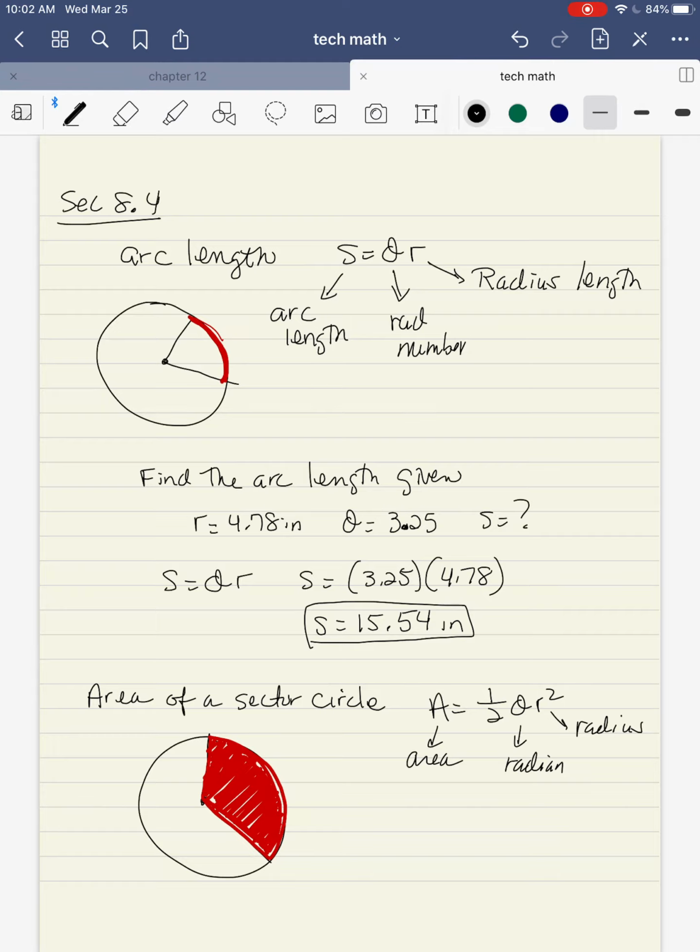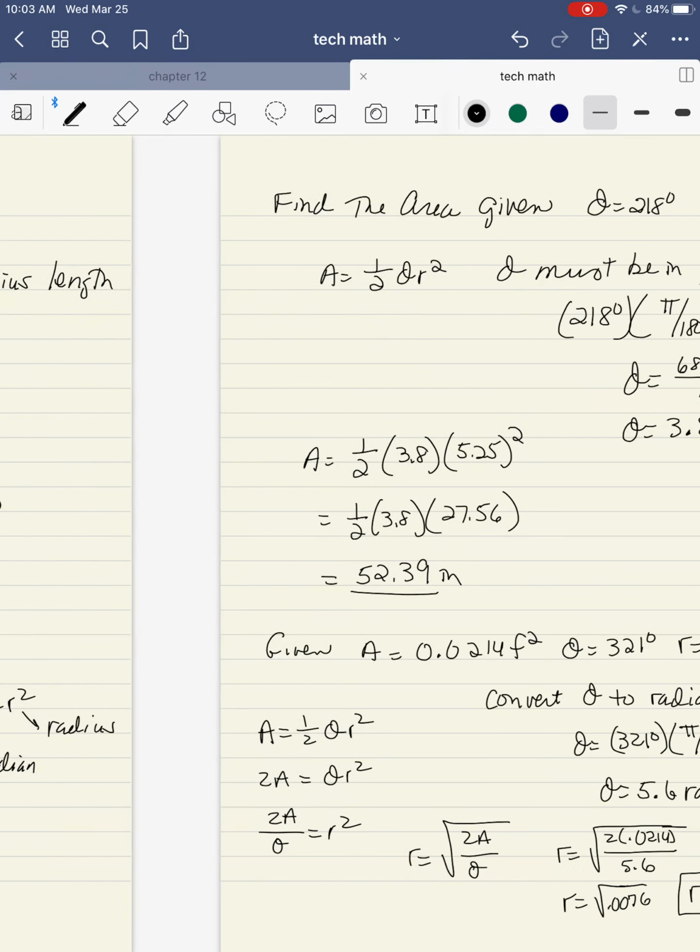If you're looking for the area, notice how the area is in red. So the arc length is just that little section along the circle, where the area is all the colored in area. The area is 1/2 theta r squared. Again, theta has to be in radians, and r is the radius squared.